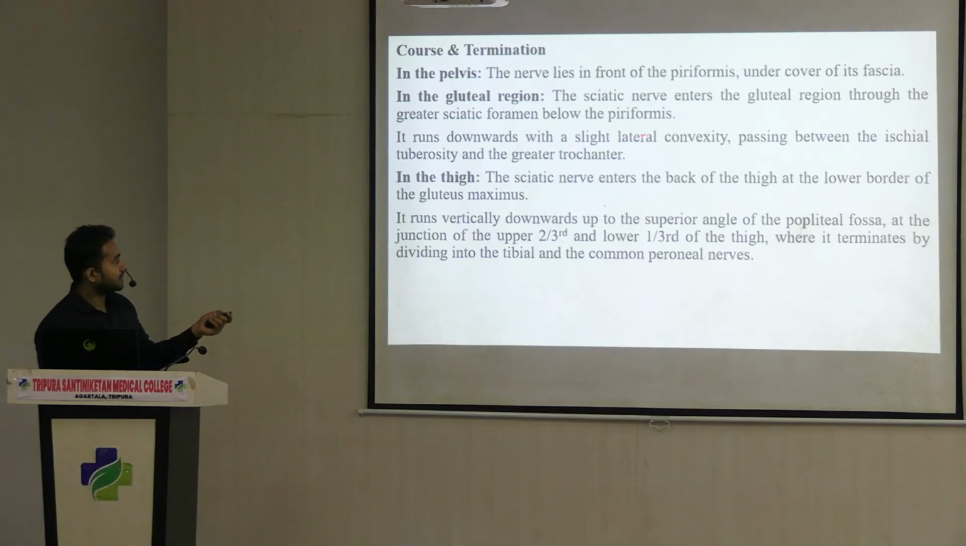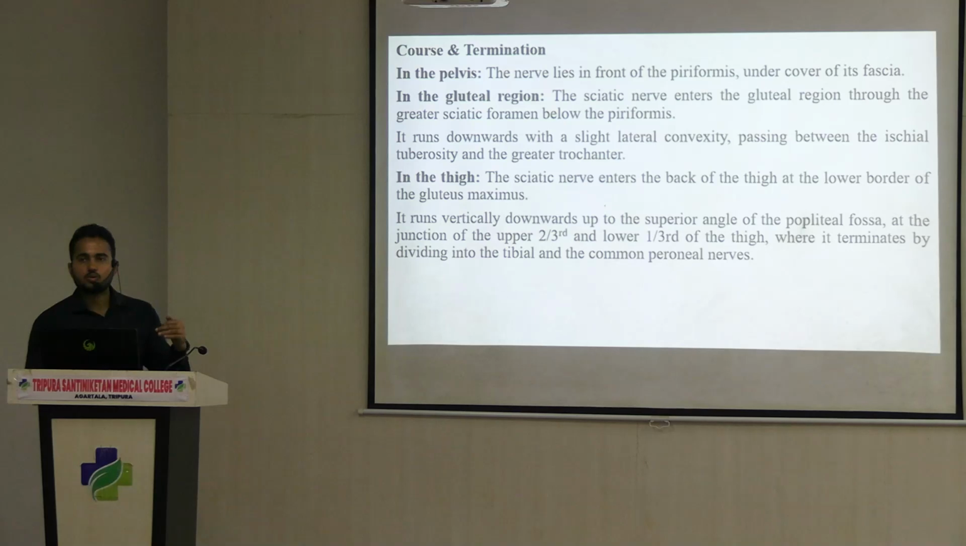Okay, next, once it comes out through the greater sciatic foramen, at that time what will happen? You can see it has a slight lateral convexity. ऐसे convex course होगा. Greater sciatic foramen से ऐसे निकल के आता है, then ऐसे convex course होता है. ठीक है, ऐसे straight नहीं होता है. Convex है, then straight. Okay, so this convex course passes between the ischial tuberosity and the greater trochanter. In between the ischial tuberosity and greater trochanter के बीच से एक curved course होता है. ठीक है. After that, it enters the thigh. So in the thigh, the sciatic nerve enters the back of the thigh at the lower border of the gluteus maximus.